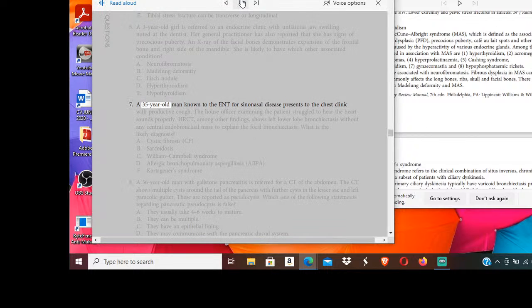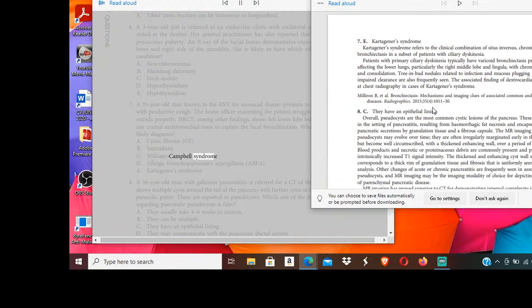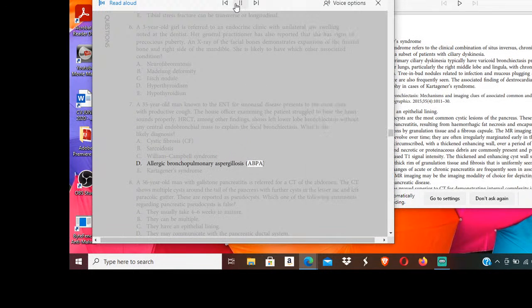7. A 35-year-old man known to the ENT team for sinonasal disease presents to the chest clinic with productive cough. The house officer examining the patient struggled to hear the heart sounds properly. HRCT, among other findings, shows left lower lobe bronchiectasis without any central endobronchial mass to explain the focal bronchiectasis. What is the likely diagnosis? A. Cystic fibrosis, CF. B. Sarcoidosis. C. Williams-Campbell syndrome. D. Allergic bronchopulmonary aspergillosis, ABPA. E. Kartagener syndrome.